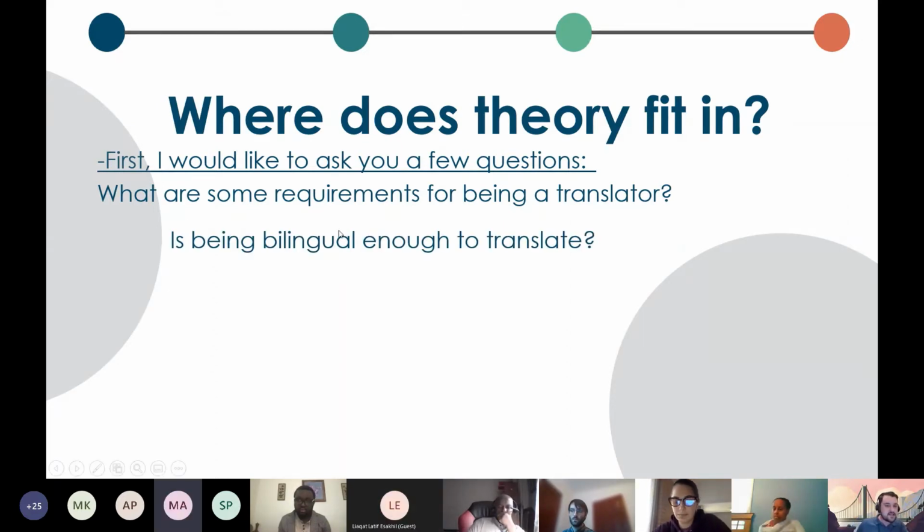All right, the next question is, is being bilingual enough to translate? What do you think? No, because you have to have some familiarity with the topic that you are translating. So for instance, if you have to translate something that's very technical, you have to know the language of the field that you're translating into. Yes, very good. So that is being familiar with a certain domain, whichever domain that this source text exists in, and also the domain, the conventions of the target text that you're translating into.